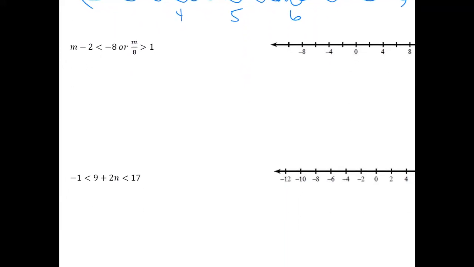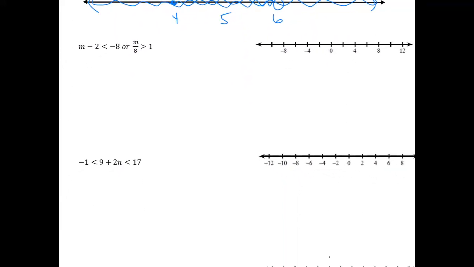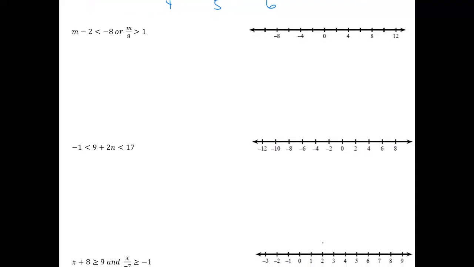So example 1. We're looking at m minus 2 is less than negative 8, or m over 8 is greater than 1. So this is an or. And when I'm solving an or, what I traditionally like to do is kind of make a wall, because in solving this, I'm going to treat each inequality as if it's by itself. So over on the left, I'm simply going to add 2 to both sides. So we'll get m is less than negative 6.